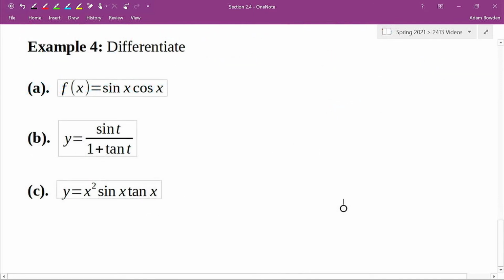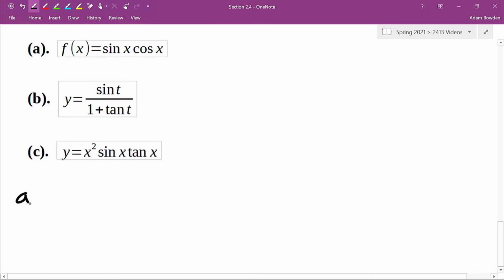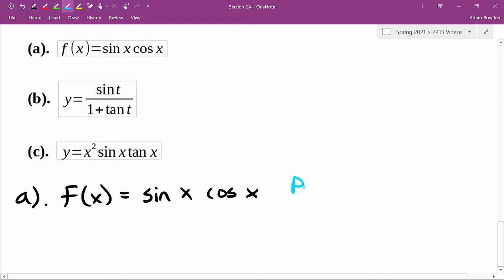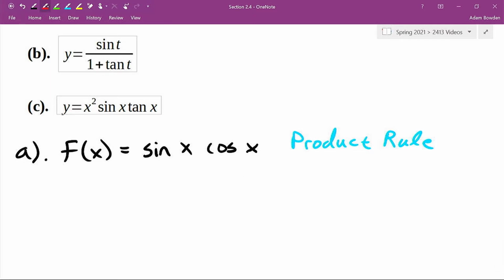Here are some other functions. We're going to take a look at how we work the derivatives through with these, starting with the function f of x is equal to sine x cosine x. In this case, we now have a function which is the product of two trig functions, here the sine and cosine. So we're going to have to apply the product rule to find the derivative here.